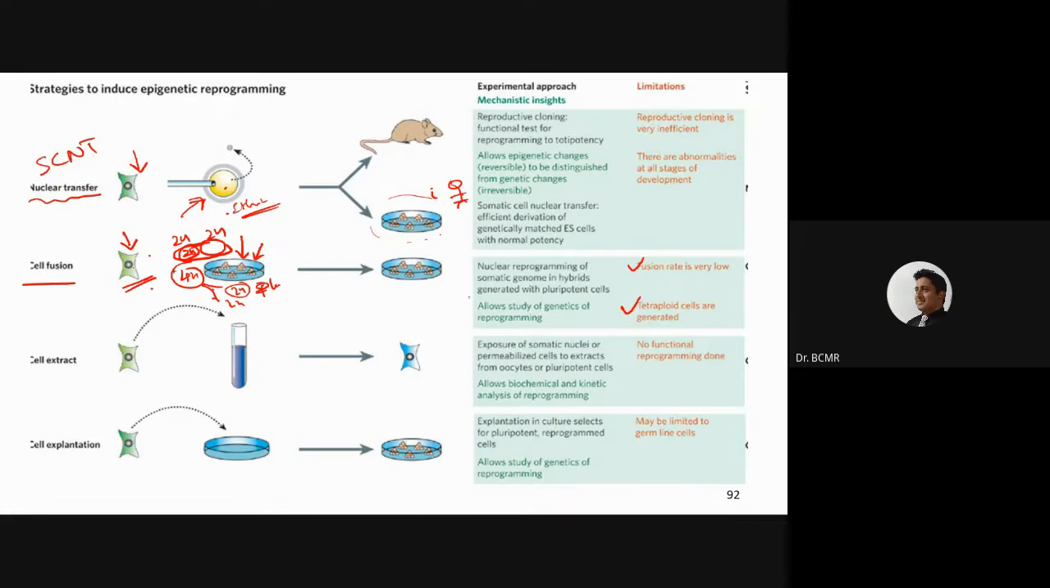Some people have suggested that instead of taking whole cells, take the cell extract from embryonic stem cells and grow the cells in it, and then we can probably reprogram the adult cell, or a completely somatic cell, into a pluripotent cell.